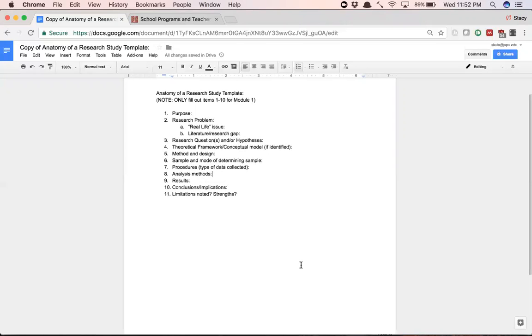All right, so I hope you're getting that the big idea here is that you pull what you can from the article, use the language that you know. Don't worry about the jargon right now. Just try to figure out what was done in the study and then report that as succinctly as you can on this template. All right, thanks.